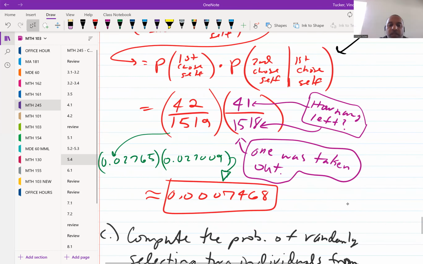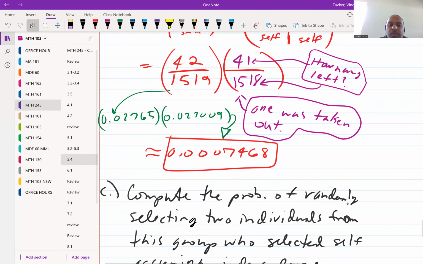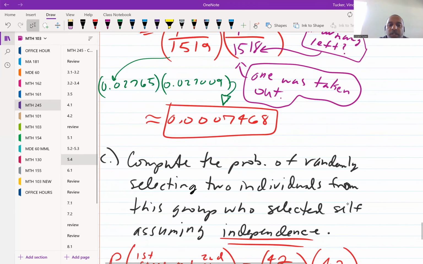All right. Last one. Compute the probability of randomly selecting two individuals from this group who select self, assuming independence. So we're going to assume that the probability doesn't change, that choosing one out of the group has nothing to do with choosing the next person out of the group. So before, in B, they were dependent because when I chose one out, we have to consider the fact that I didn't put one back.